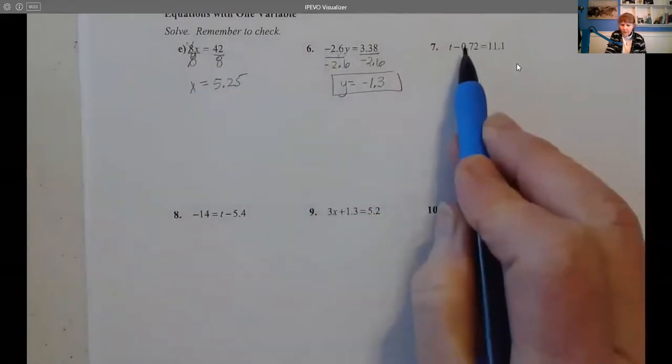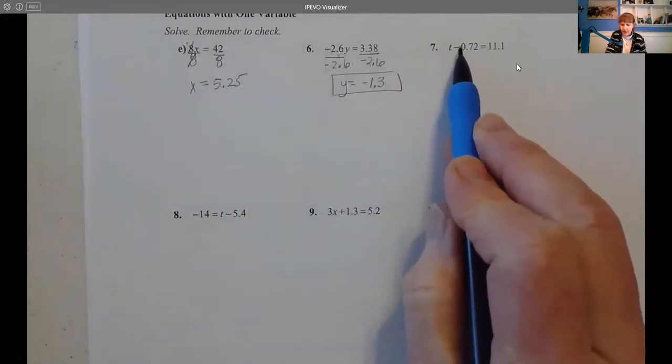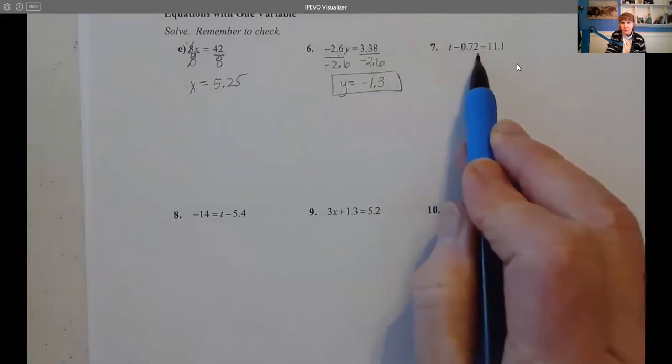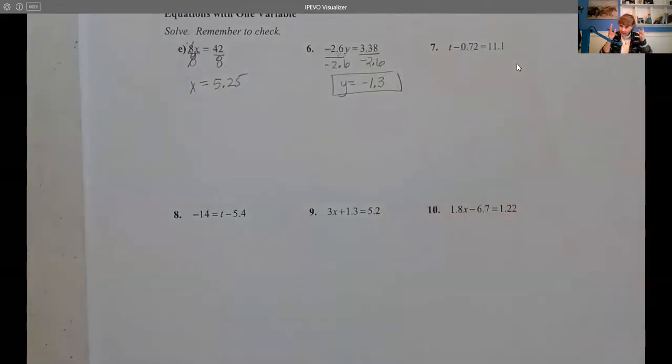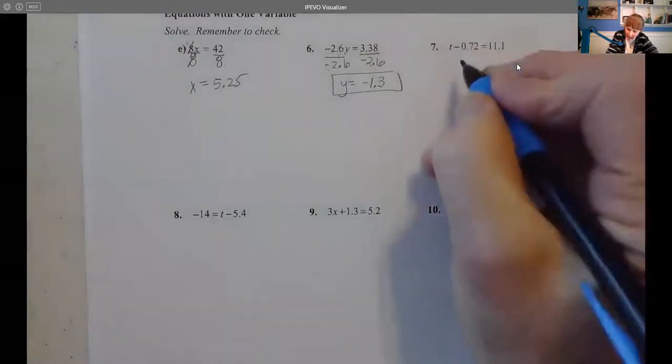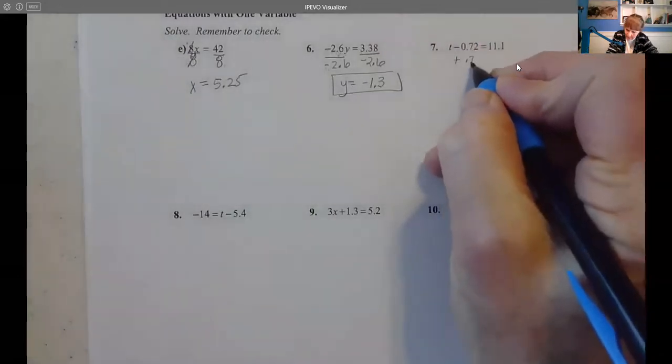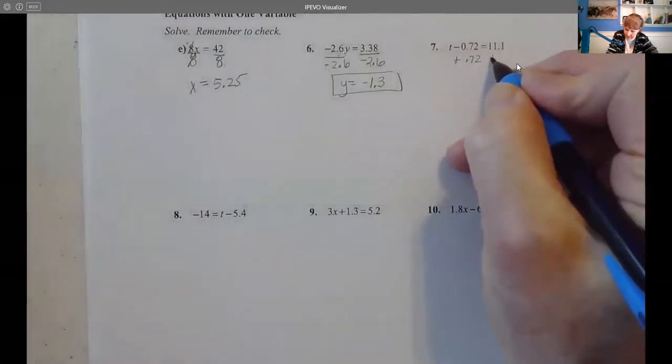All right, so that's how you solve if you have a number times your variable. But here I have my variable and I'm subtracting 0.72. So to get the t by itself, you will add 0.72. And this is when you've got the opposite.